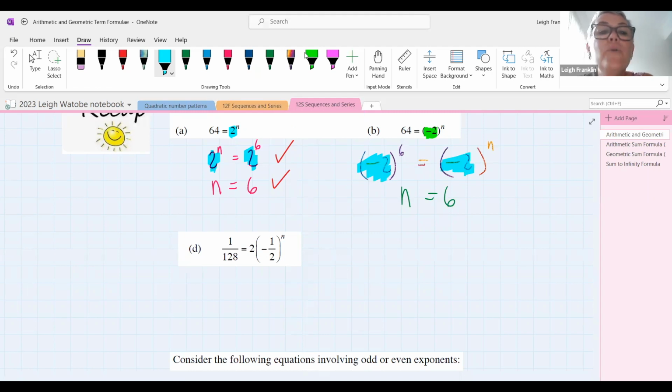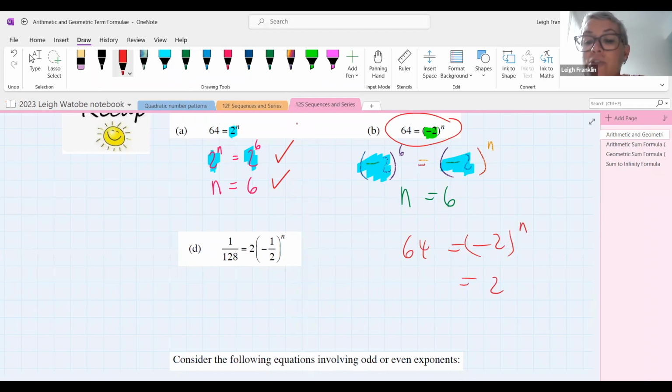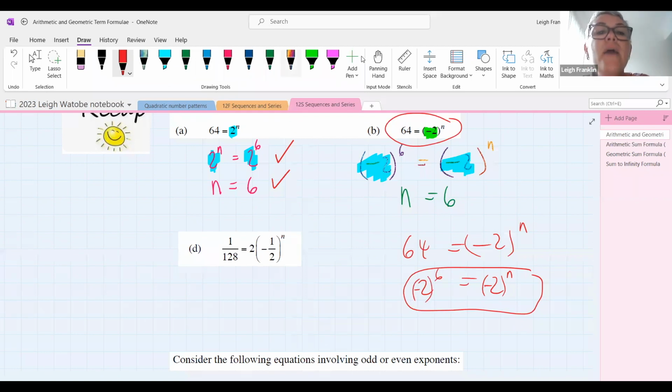Okay, so in other words, what I'm trying to say is if you are answering this question over here, you cannot go 64 equals -2 to the n and then say 2 to the n equals 2 to the 6. This is incorrect. Okay, so in other words, you've got to be accurate like that. Okay, that's all I was trying to get at.